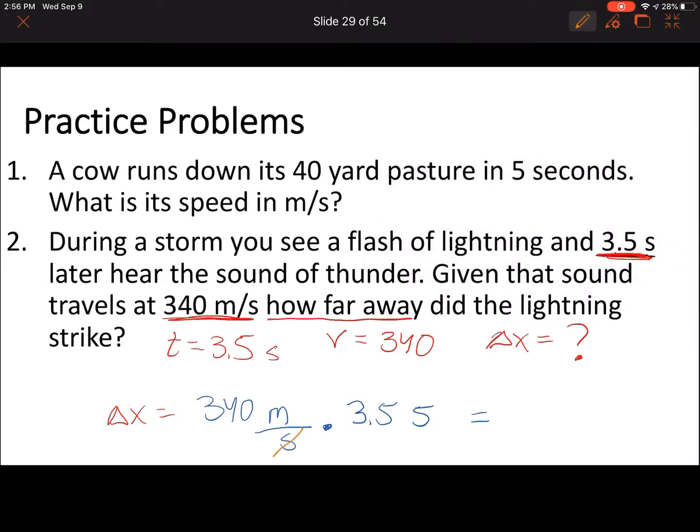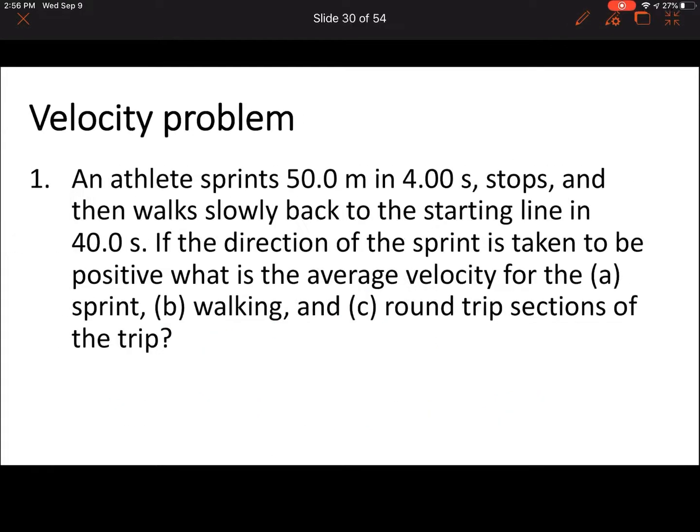Well, notice we have meters per second, and then seconds in the numerator, those seconds will cancel. And the unit out is going to be meters, which is what I want because it's a displacement. So I do 3.5 times 340, and I get 1,190 meters. It's how far the sound had traveled in the time that it took after the lightning struck. And this is actually something you can do during a lightning storm. The longer it takes for thunder to hit after lightning, the farther away that lightning struck.